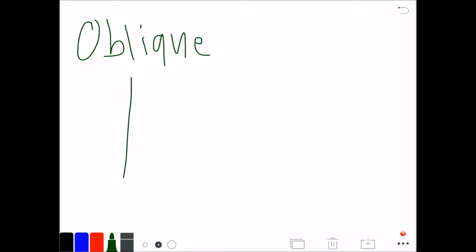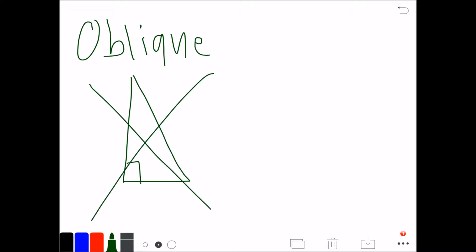So, law of sines is used in what you call oblique triangles. And oblique has a very simple meaning. It's just a triangle that is not right. So if you have right triangles, I would just stick to your normal sine, cosine, and tangent, and don't worry too much about the law of sines.